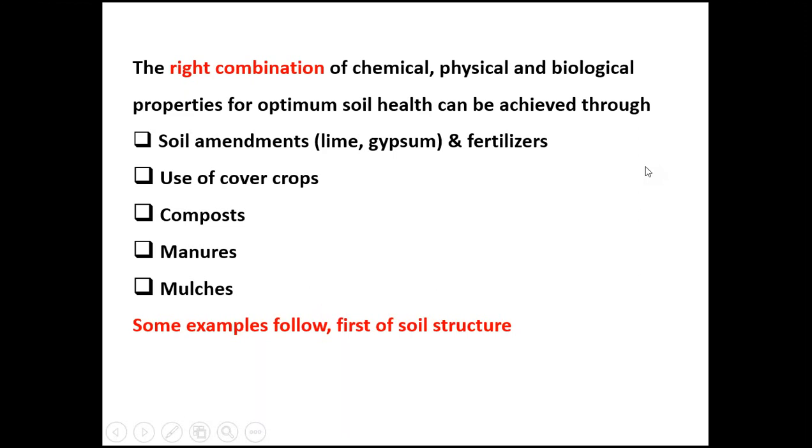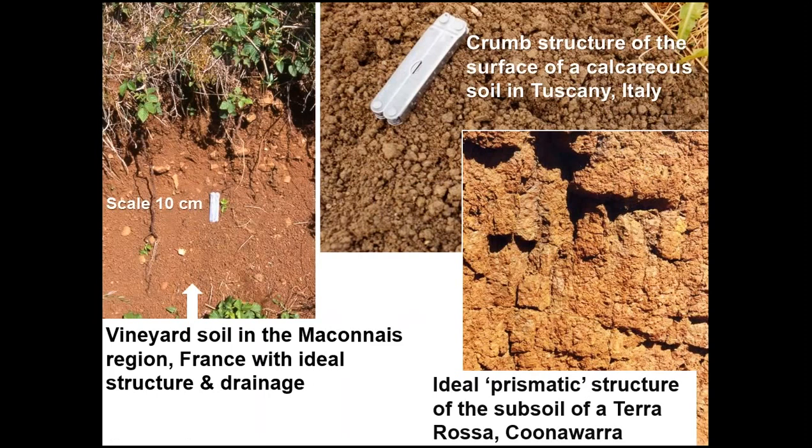and I'll just show a few slides of soils which had very desirable structure through natural processes. The one on the left is in the Mâconnais region in France, where you can see the ideal crumb structure. There's fragments of stone there. It's well drained and allows good root penetration. In the middle, we've got crumb structure of a calcareous soil in Tuscany. You can see that these soil crumbs, as we call them, the aggregates, are of the order of 1 to 2 centimetres in diameter, and that gives you a stable soil structure for accepting rainfall and resisting erosion.